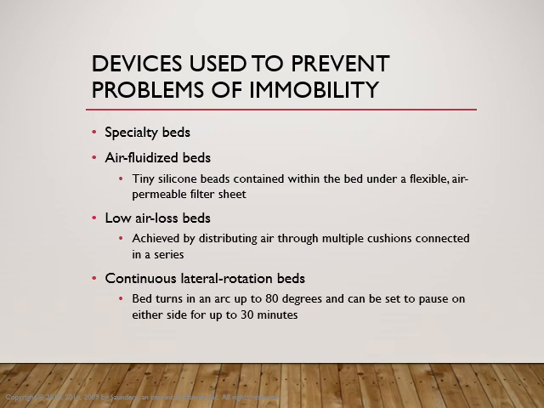Devices used to prevent problems of immobility. Specialty beds: air fluidized beds, which have tiny silicone beads contained within the bed under a flexible, air permeable filter sheet. Low air loss beds, achieved by distributing air through multiple cushions connected in a series. Continuous lateral rotation beds. The bed turns in an arc up to 80 degrees and can be set to pause on either side for up to 30 minutes.